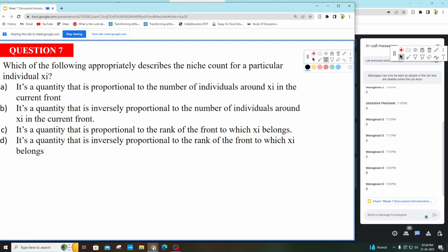So any guesses for this? Any guess he wants to make for this question? Question number 7. Am I audible, guys? Yes, sir. Okay, so any guesses?